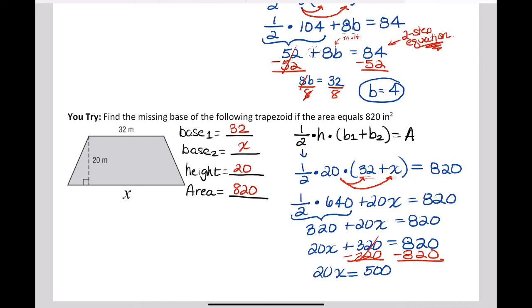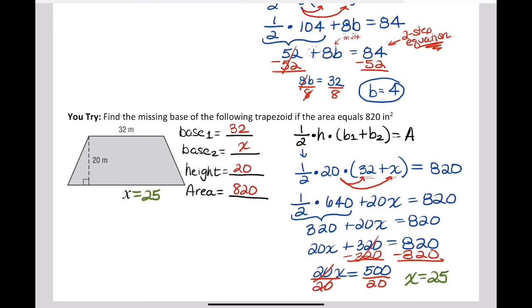And now it's a matter of just dividing both sides by the number that's next to the letter. The number that's next to the letter is 20. So we're going to divide both sides by 20. And here, of course, if you want to use a calculator, you can. 500 divided by 20 is 25. So we just figured out the other side there.